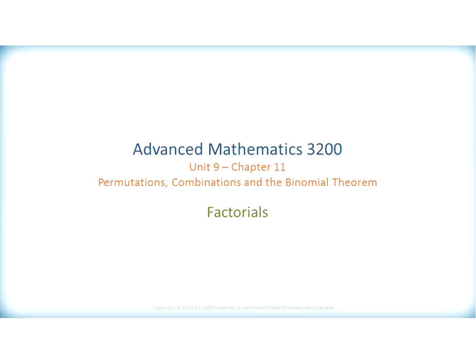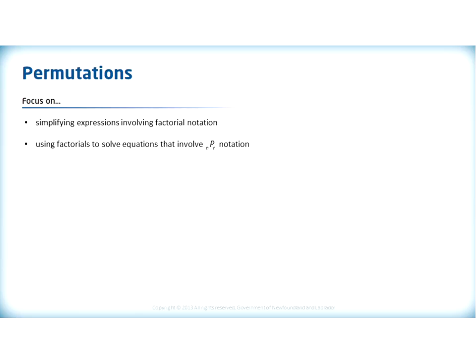Welcome to the Public Exam Review for Unit 9, Chapter 11, dealing with permutations, combinations, and the binomial theorem. In this presentation, we will primarily focus on using factorials. Here we will focus on simplifying expressions involving factorial notation, as well as using factorials to solve equations that involve n permute r notation.